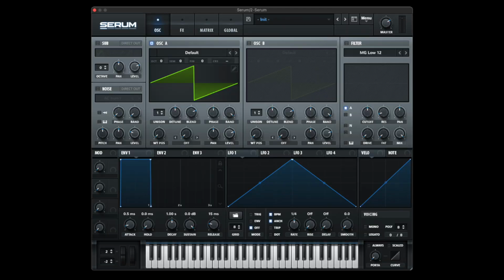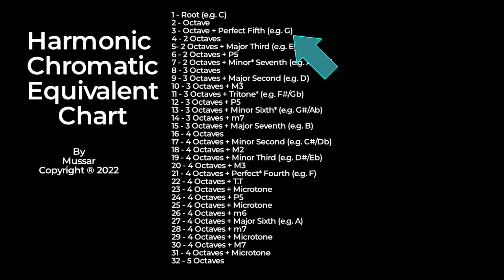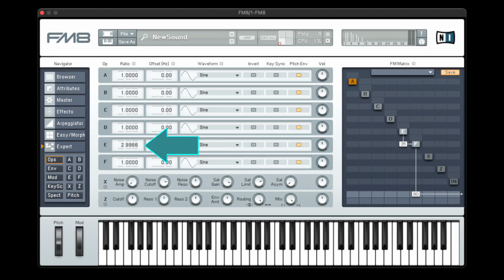In Serum, you don't actually have that option, which is why FM in Serum tends to sound slightly different from what you'd find in a synth like FM8. If you FM a sine wave with another sine at an octave and a perfect fifth, the equal tempered equivalent of the third harmonic, that's more like FMing at a multiplier of around 2.996. And if you want FM8 to sound more like Serum, you'd want to use that value instead of 3.